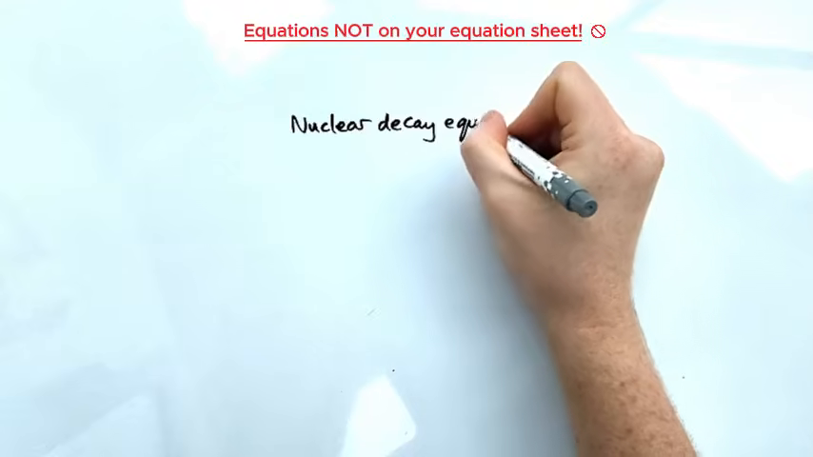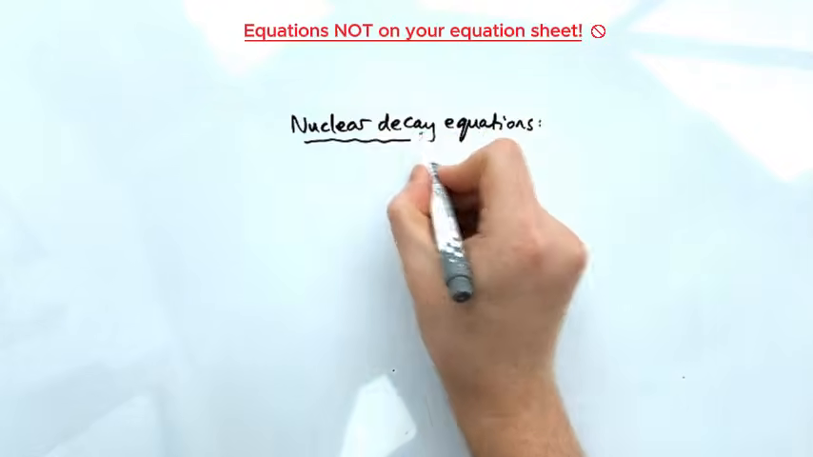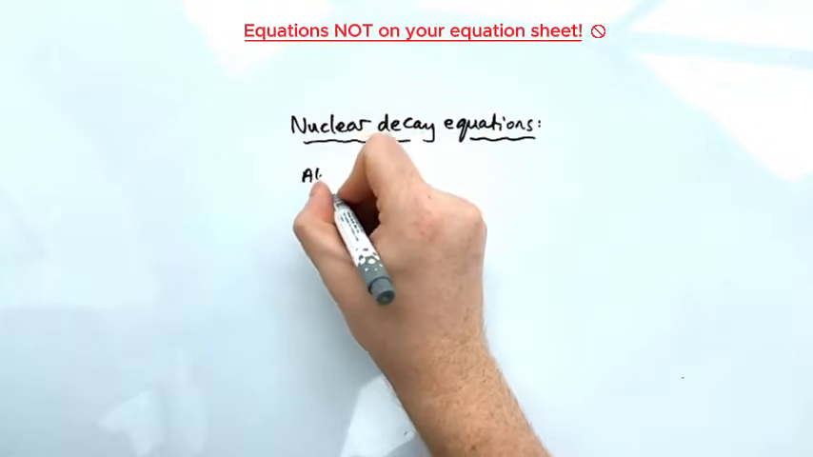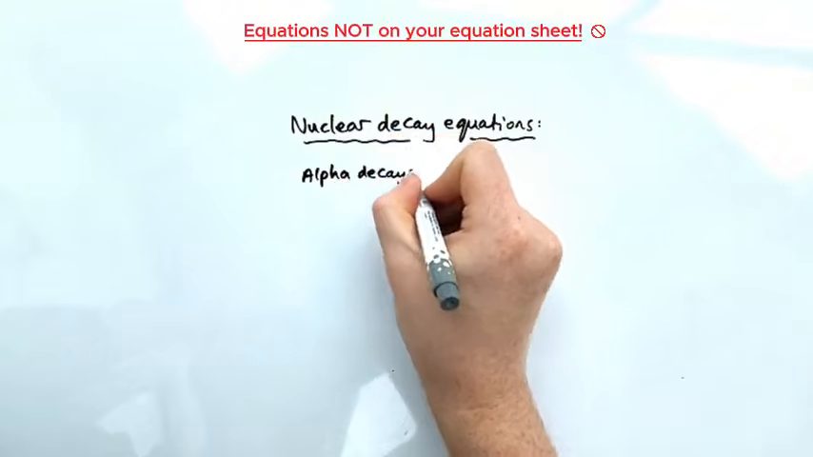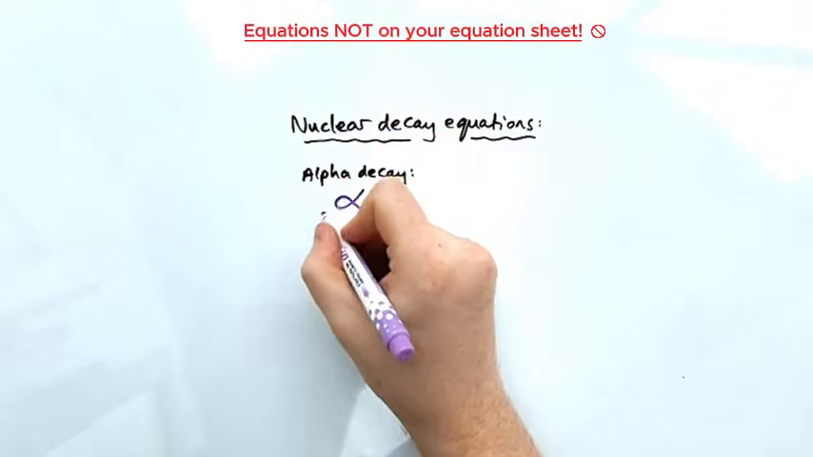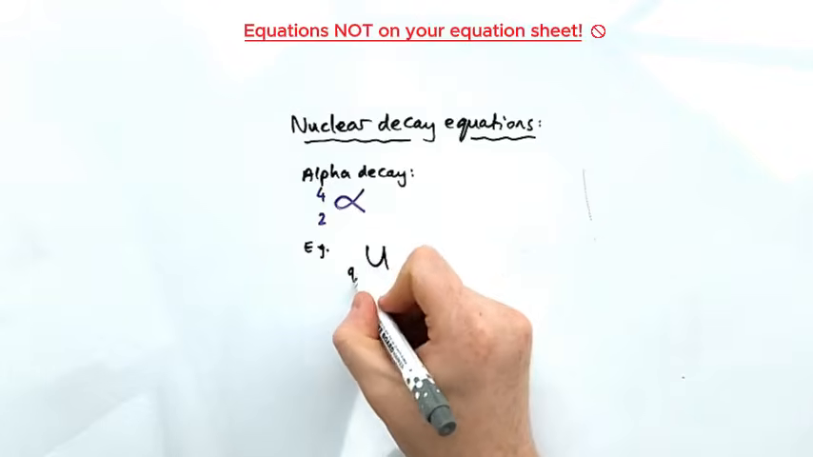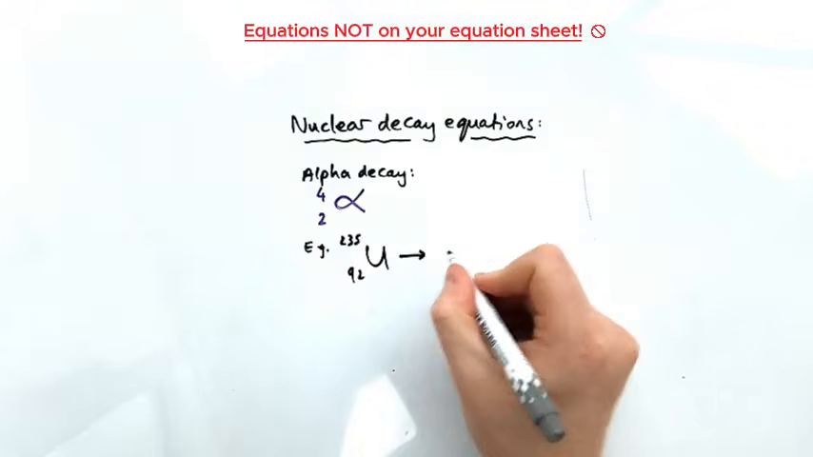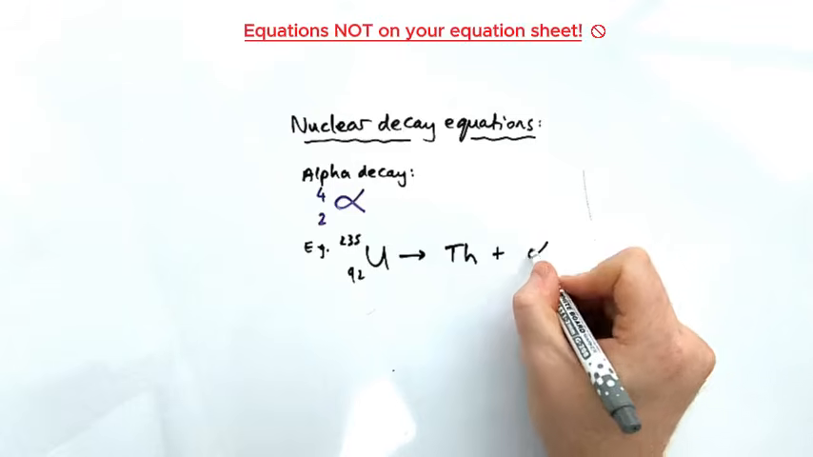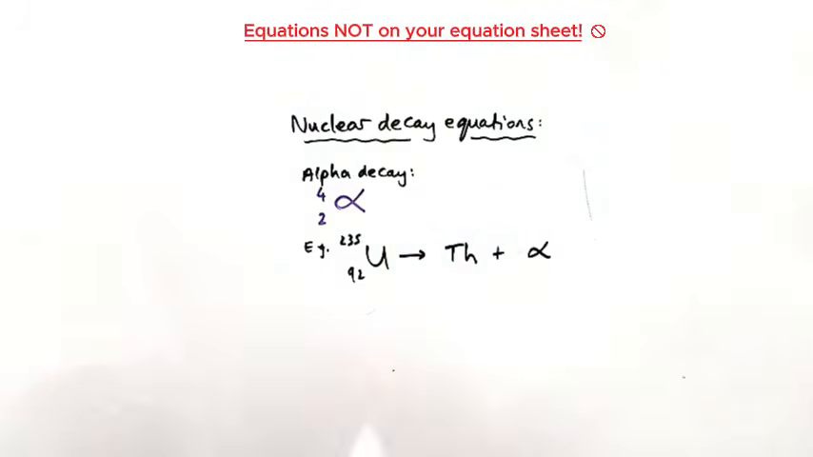Let's have a look at some nuclear decay equations. Now, they are equations. They're not on your equation sheet, but there's a way of solving them that you need to know. Let's first of all look at alpha decay. If I've got uranium-235, which has an atomic number of 92, let's say it decays into thorium, and we need to know what the mass number and the atomic number are of this element.